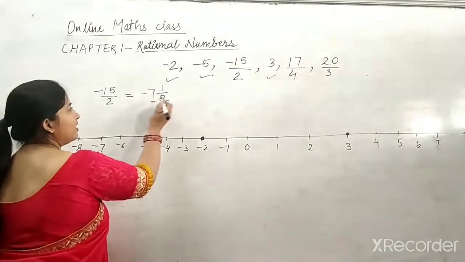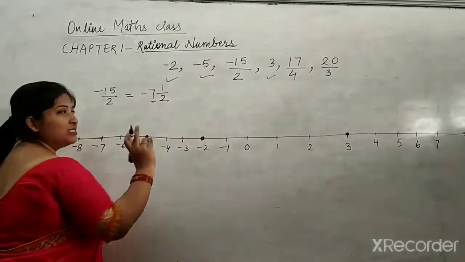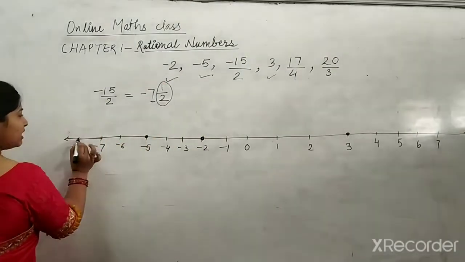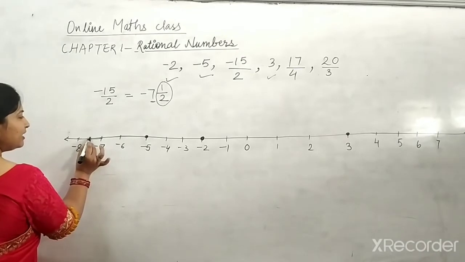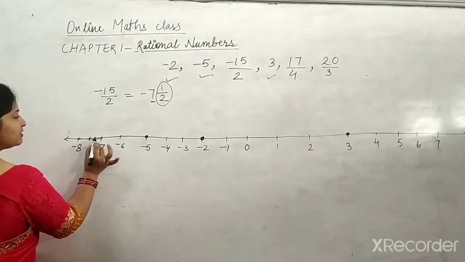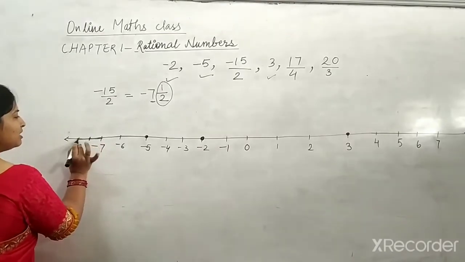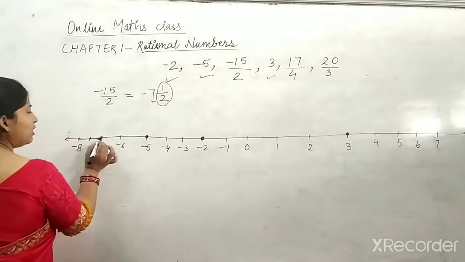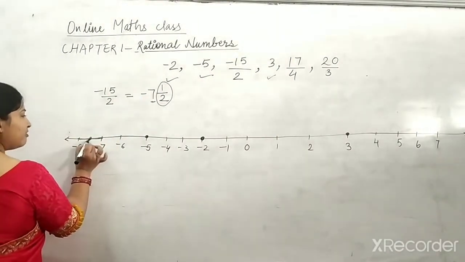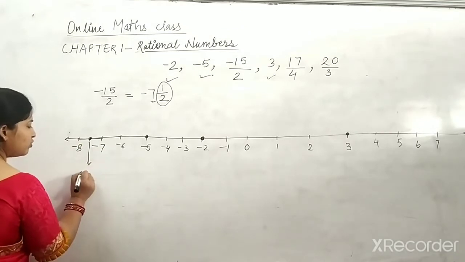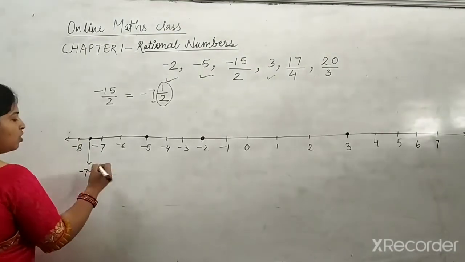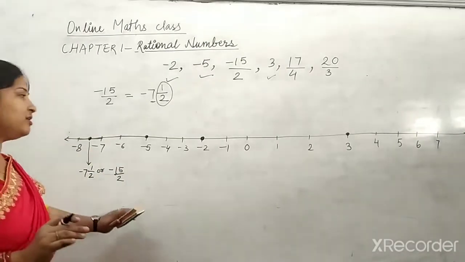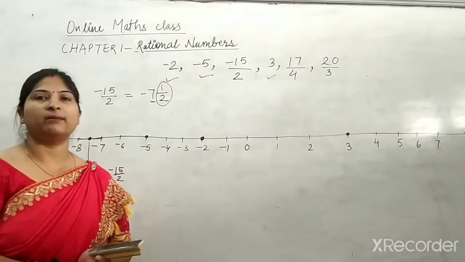Leave this one part for now. Now half: 1 upon 2 means half. This half says that -7 and -8 are divided into 2 equal parts. This is the first part, this is the second part. We are moving from this side. Out of these 2 parts you have to take only 1. So this value is -7 whole 1 upon 2, or you can say this is my -15 upon 2. So this is the representation of rational numbers on the number line.